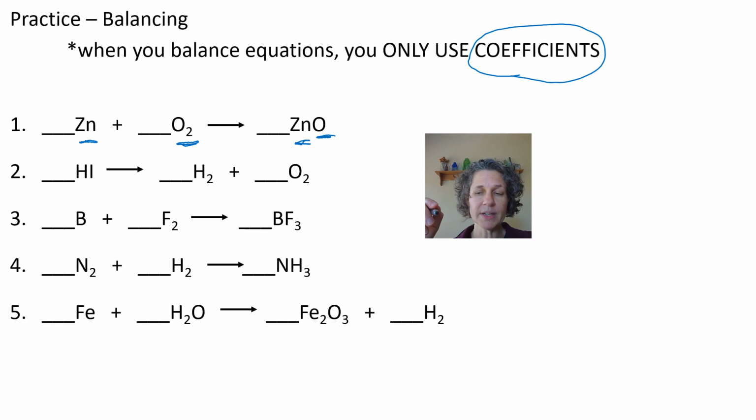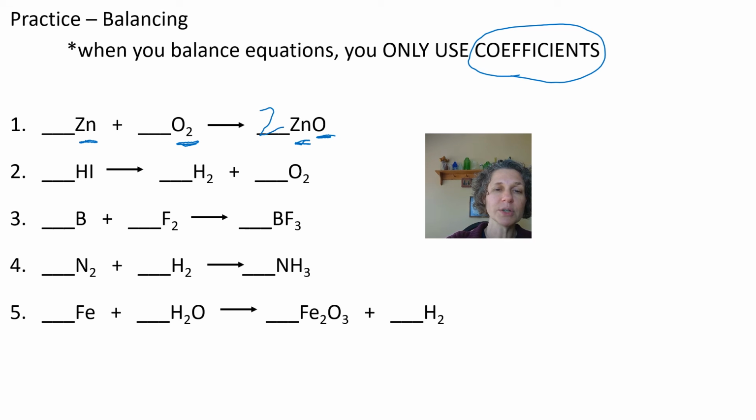And the only place that you can put coefficients are in front of the whole entire compound. I can't just randomly put a 2 behind the O or squish it in the middle of that compound and put it between the Zn and the O. That's not how it works. I can only put it here.